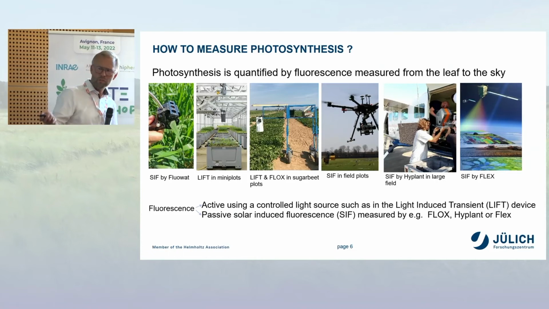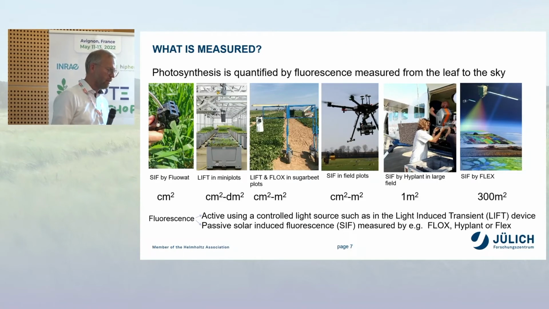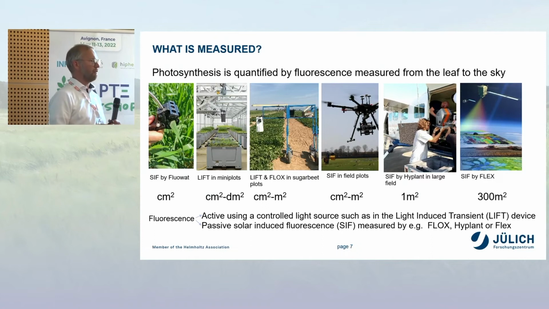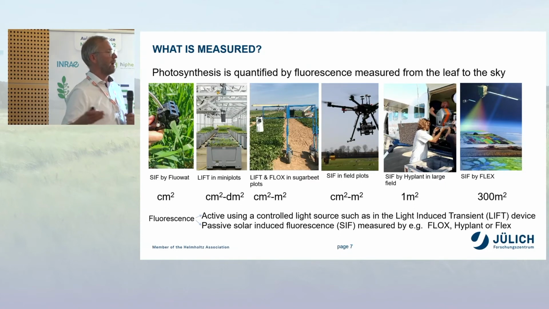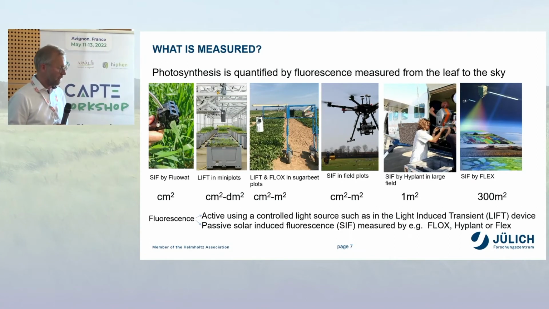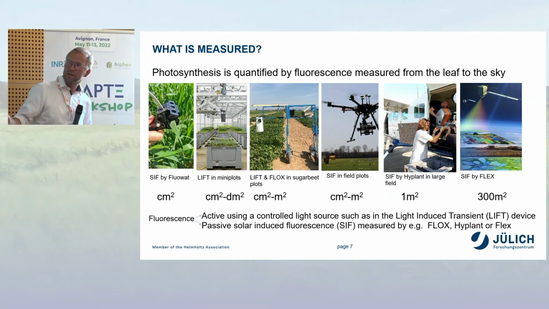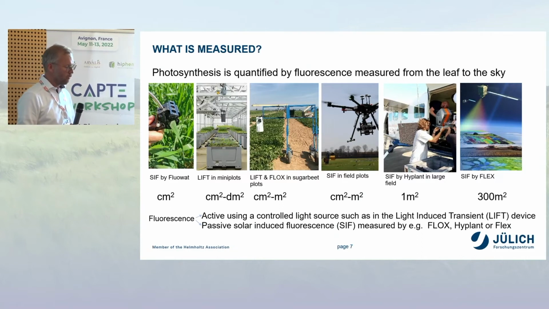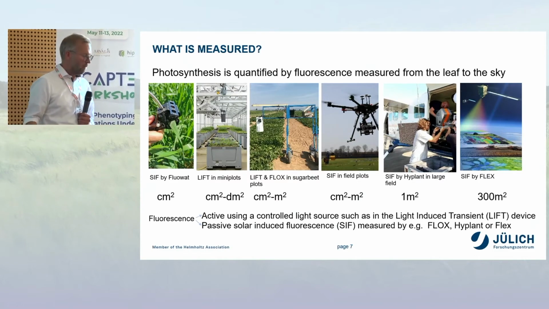What's the difference between these methods? Of course, also the area that we're measuring. We're measuring here at centimeters in the leaf, and with the satellite, we may wonder if this is still phenotyping in the sense of identifying the different genotypes. Well, if farmers have different genotypes on the field, you may call it phenotyping too. But these last ones work with passive fluorescence. The passive fluorescence signal may be more complex to understand, although highly interesting.